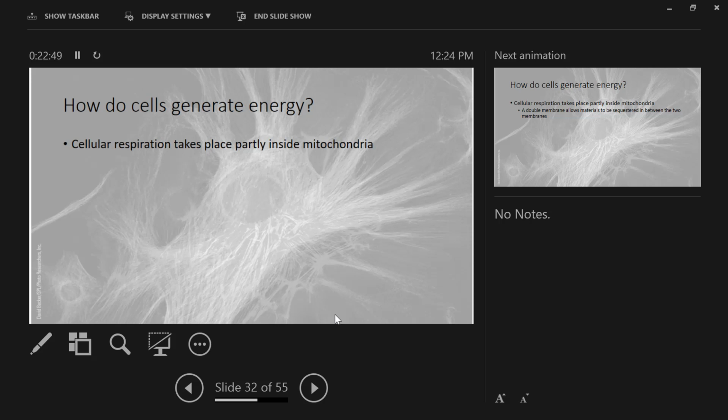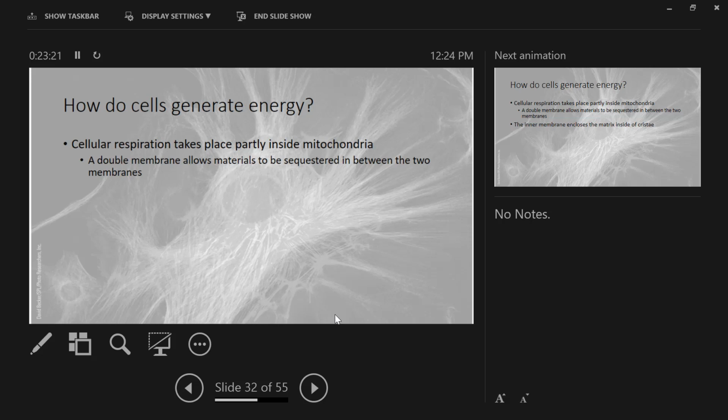One part of cellular respiration takes place in the cytoplasm, but the bulk of it happens inside of the mitochondria. Each mitochondrion has a double membrane, and what it allows you to do is set up really steep concentration gradients. We haven't really talked a ton about diffusion yet. We will next week. But when you set up a steep concentration gradient, materials want to move from where they're highly concentrated to where they're less concentrated.